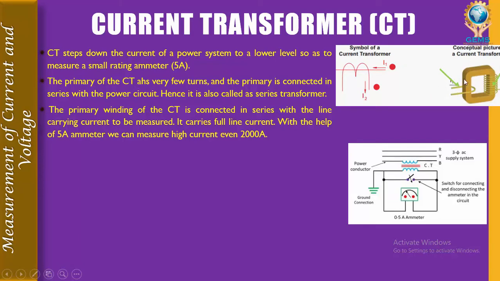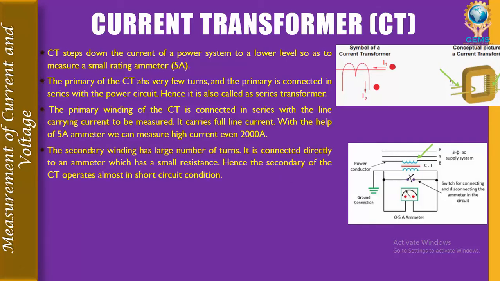So this primary winding of the transformer will have only a small number of turns, as you can see in the diagram, and it is connected to the AC supply or the AC mains in series with the power circuit. That is why it is called a series transformer. The primary winding is connected in series to the supply voltage. So we can see the primary winding has only a small number of turns.